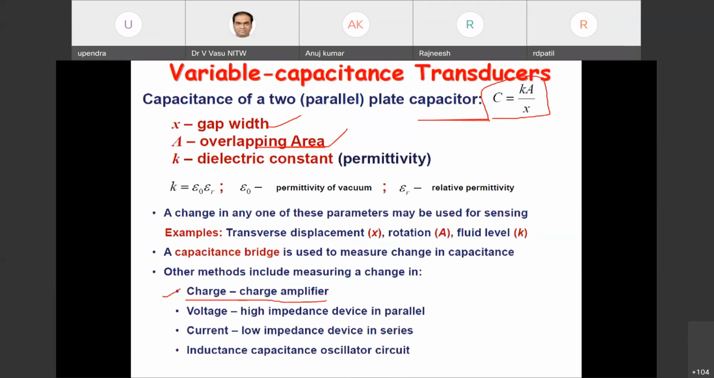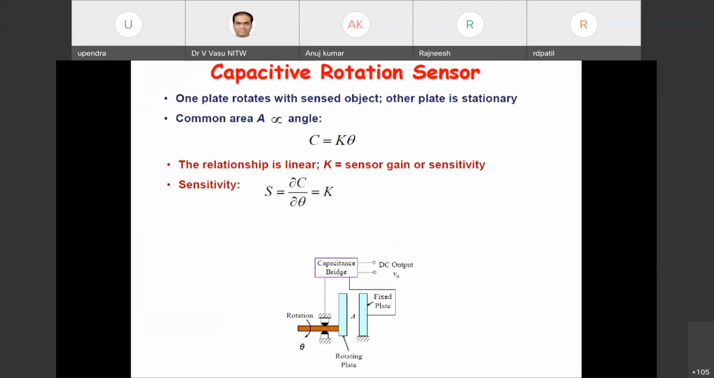The dynamometer will be used there. The piezoelectric dynamometer, which contains the charge amplifier, is mainly used there. So that is mainly used by changing the charge. Similarly, by changing the voltage, we have a high impedance device in parallel, and by changing the current, a low impedance device in series will be connected, and we are going to use different applications by using this.